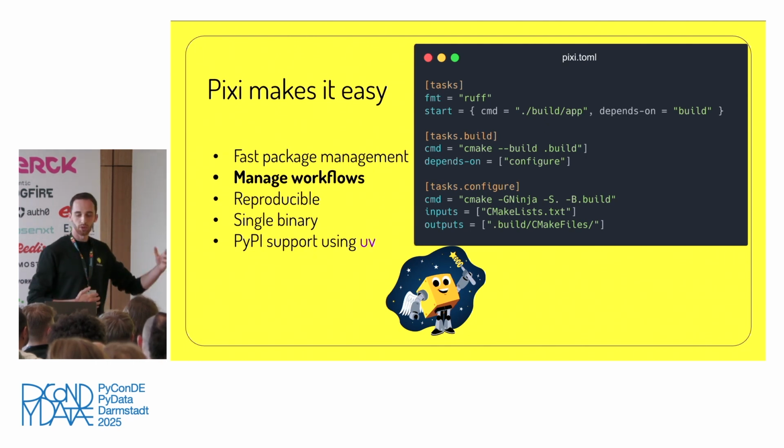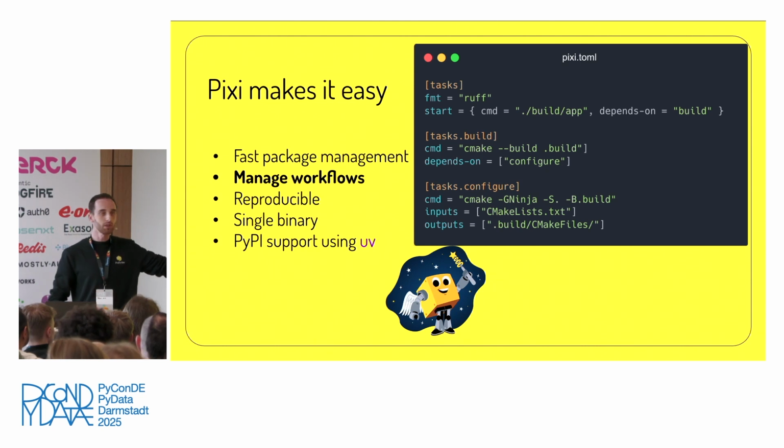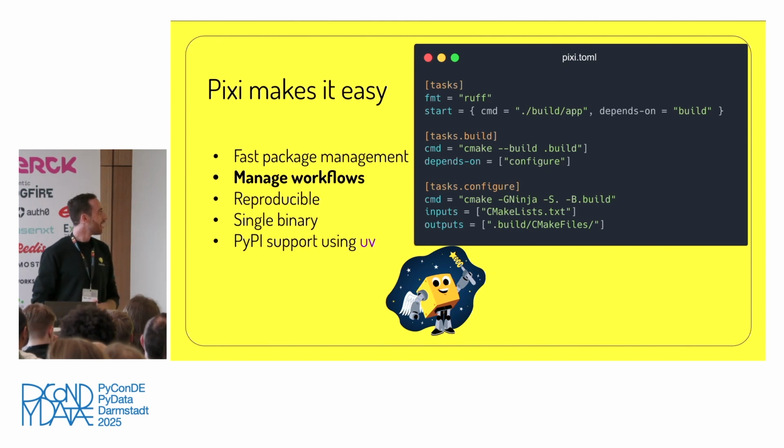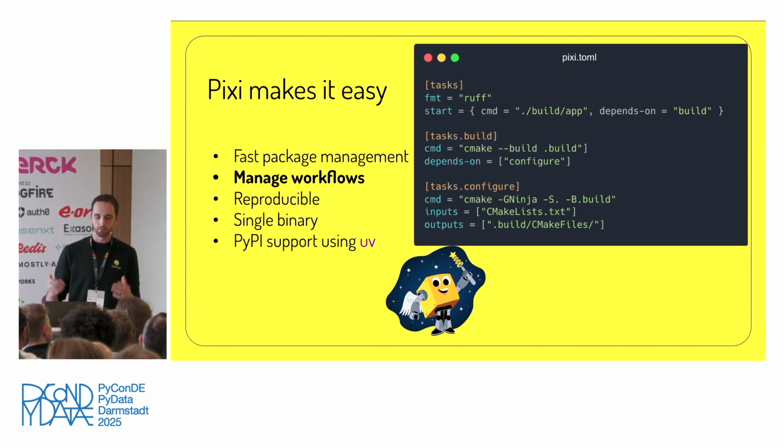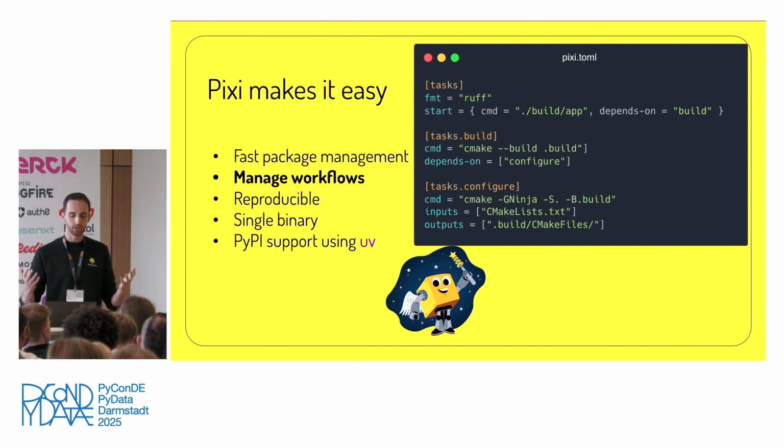So in this example, you can do Pixie run start, which is the second line of the tasks, and that would start a certain binary. But wait, you first need to build that in this example. So you run some CMake, and thus you can depend on another task, and that task then depends on configure, which is even more intense, where you can also add inputs and outputs.